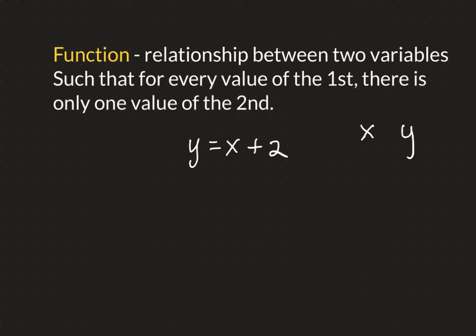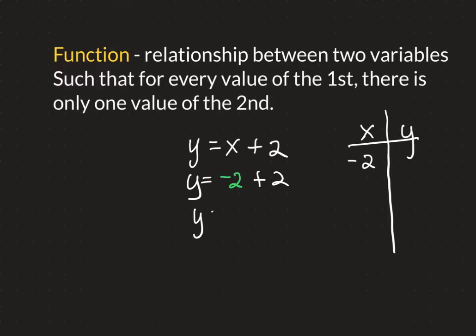So we often demonstrate this relationship by writing a t-table. For instance, if we put -2 in for x, right there, what does y equal? Well, y then equals 0. And we can go ahead and do this for any variable that we want to put in here.